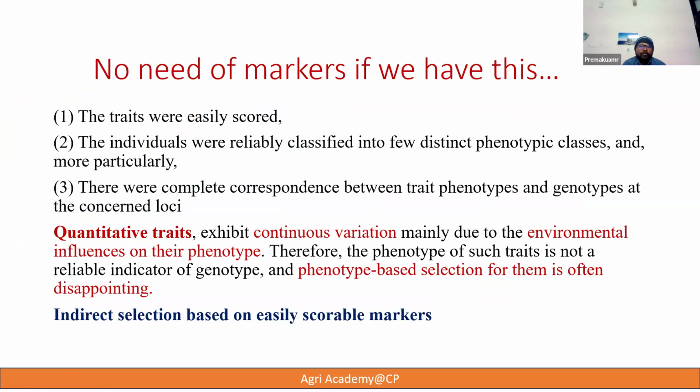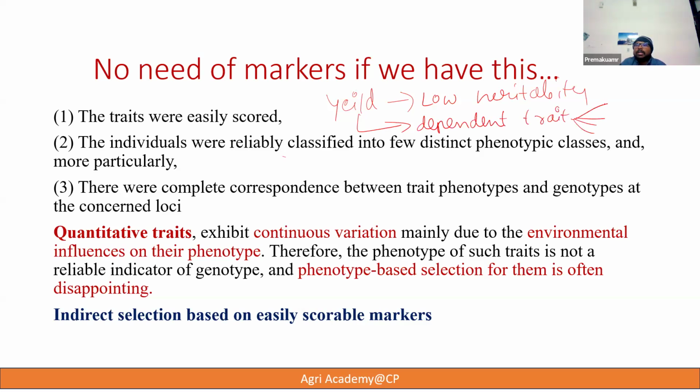For example, you want to improve a particular trait. Take yield. Yield has very low heritability, and yield is a dependent trait, which depends on so many independent traits. I hope you are getting what I am saying. What is an independent trait? What is a dependent trait?